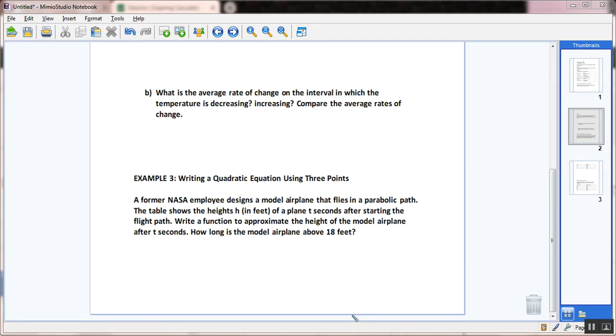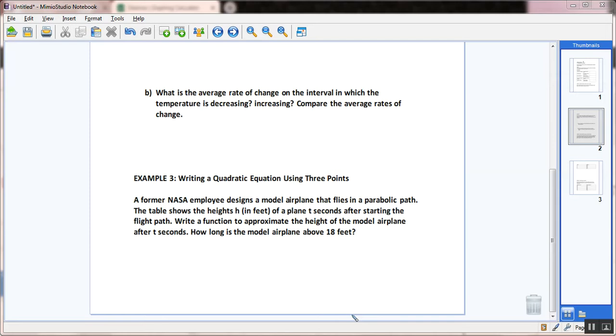Could I get a volunteer to read example 3 for me right now? A former NASA employee designs a model airplane that flies in a parabolic path. The table shows the height h in feet of the plane t seconds after starting the flight path. Write a function to approximate the height of the model airplane after t seconds. How long is the model airplane above 18 feet?